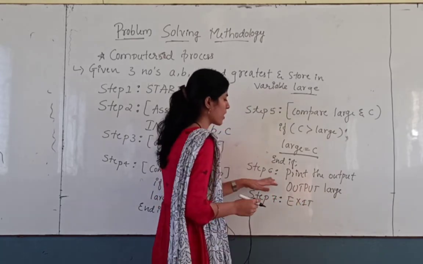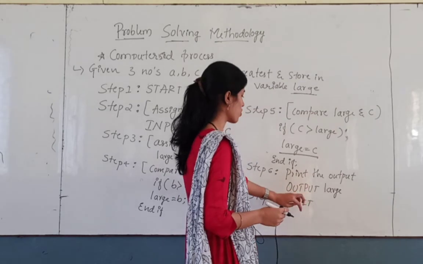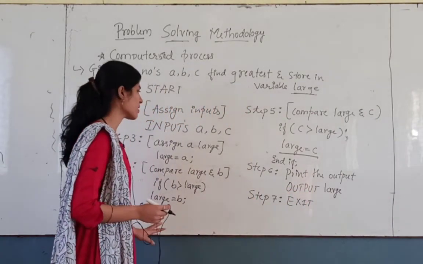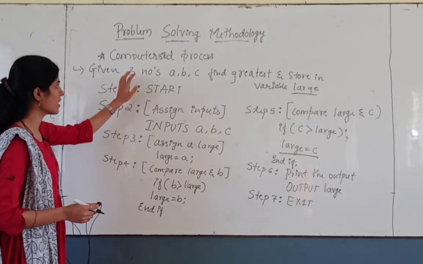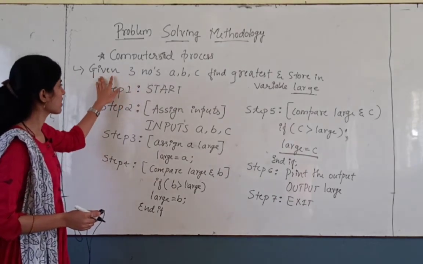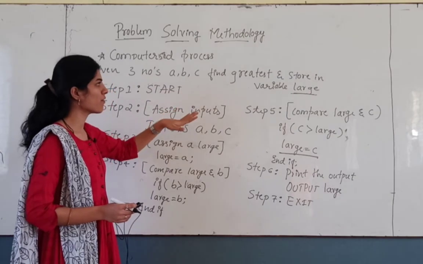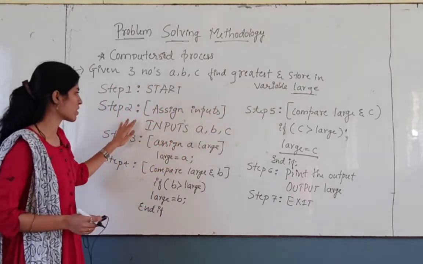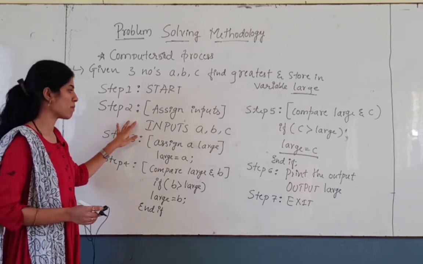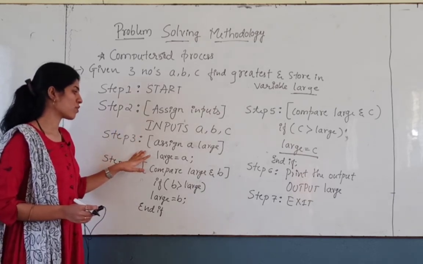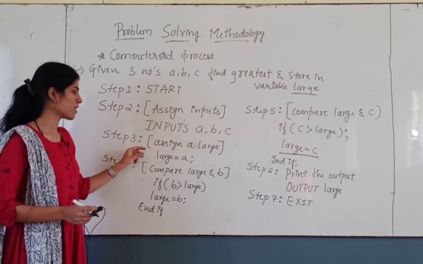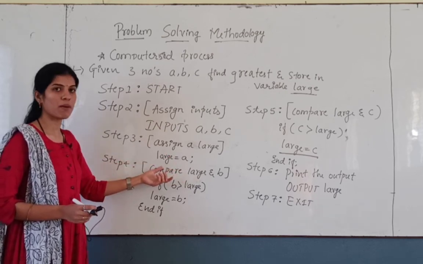Here our comparing and printing the output should end. So the last step is to exit. Okay, this is an algorithm for the problem: given 3 numbers A, B, C, find the greatest and store the value in a variable. First you assign the 3 variables A, B, C. First you assume that large equal to A. Next you compare large with the second variable B.